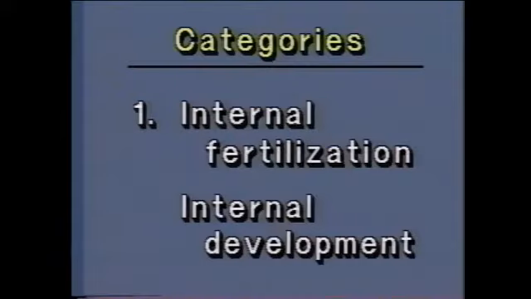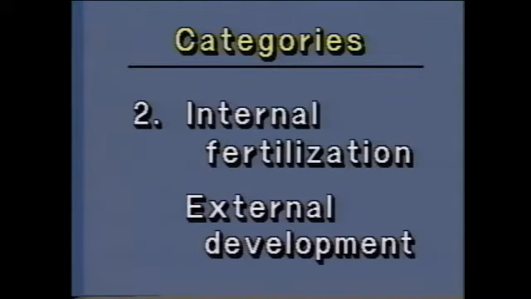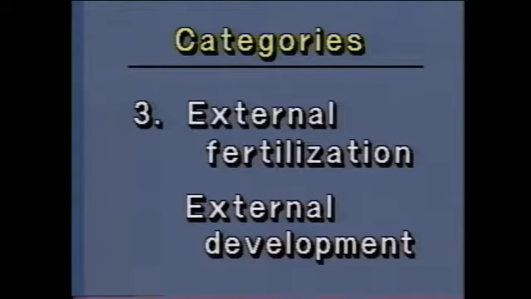One way to do this is to assign an animal to each student in the class and have them report on that animal's method of reproduction. Each animal can be classified into one of three categories. The first category is internal fertilization and internal development. Examples would be a cat or a horse. Category 2 is internal fertilization and external development. This would be a bird or an alligator. And the final category is external fertilization and external development. And animals in this category would be a fish or a frog.